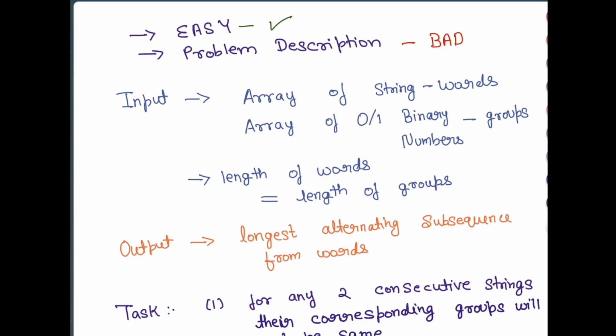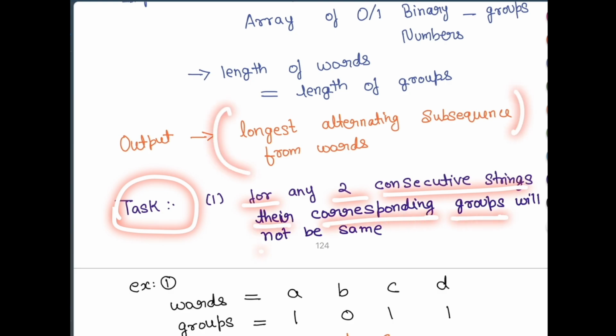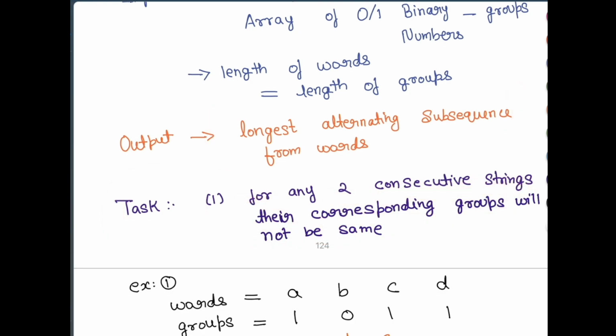Now I will explain in detail how this will work. For now you need to understand what an alternating sequence is. You need to find the longest one from the words array, but what exactly is an alternating subsequence? This we will understand from the task. For any two consecutive strings in your output, their corresponding groups will not be the same, and that's it. This is the only condition to say that it is an alternating subsequence: for any two consecutive strings in your output or in your array, their corresponding groups are not going to be the same.